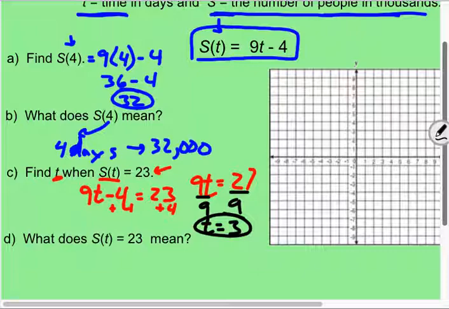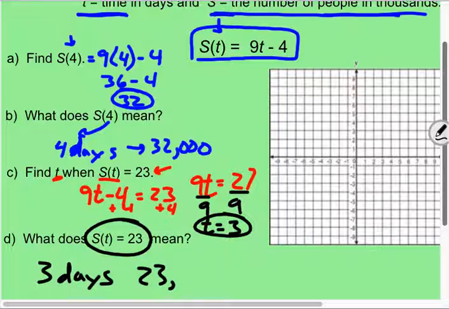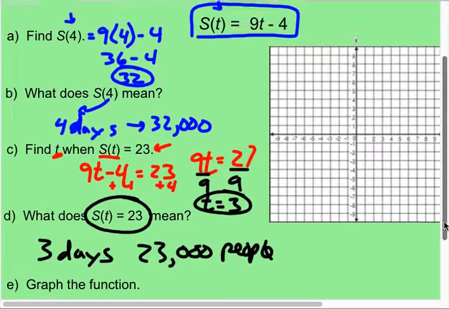So what does S of t equals 23 mean? Well, t equals 3, so after 3 days, 23,000 people have swine flu. Okay, so that's what S of t equals 23 means for this particular problem. It says graph the function.